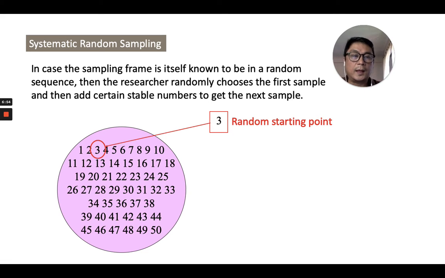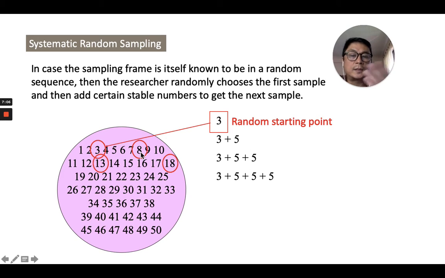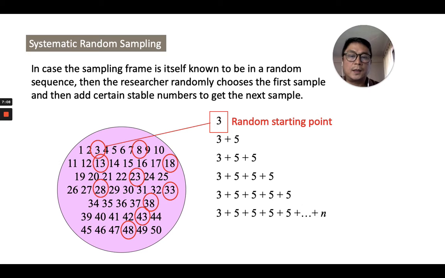Okay. And then from that starting point, there will be a fixed interval. Okay, from number 3, we select the fifth name on the list, which is number 8. Okay. And then we select the fifth after that, that's 13, 18, 23, 28, etc. Okay.